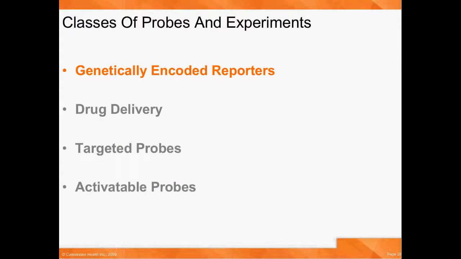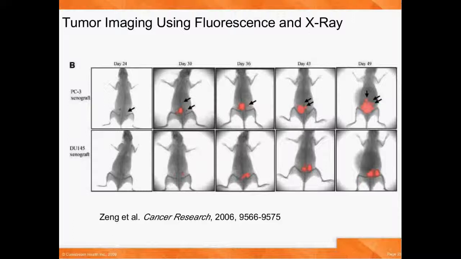There are 4 very broad classes of probes and experiments that you might do for in vivo optical imaging. The first we're going to talk about is utilizing genetically encoded reporters. Zhang et al. has published a nice study demonstrating the power of labeling tumor cells with DsRed as a genetically encoded reporter. They looked at 2 different cell lines, PC3s and DU145s, and tracked them over time.